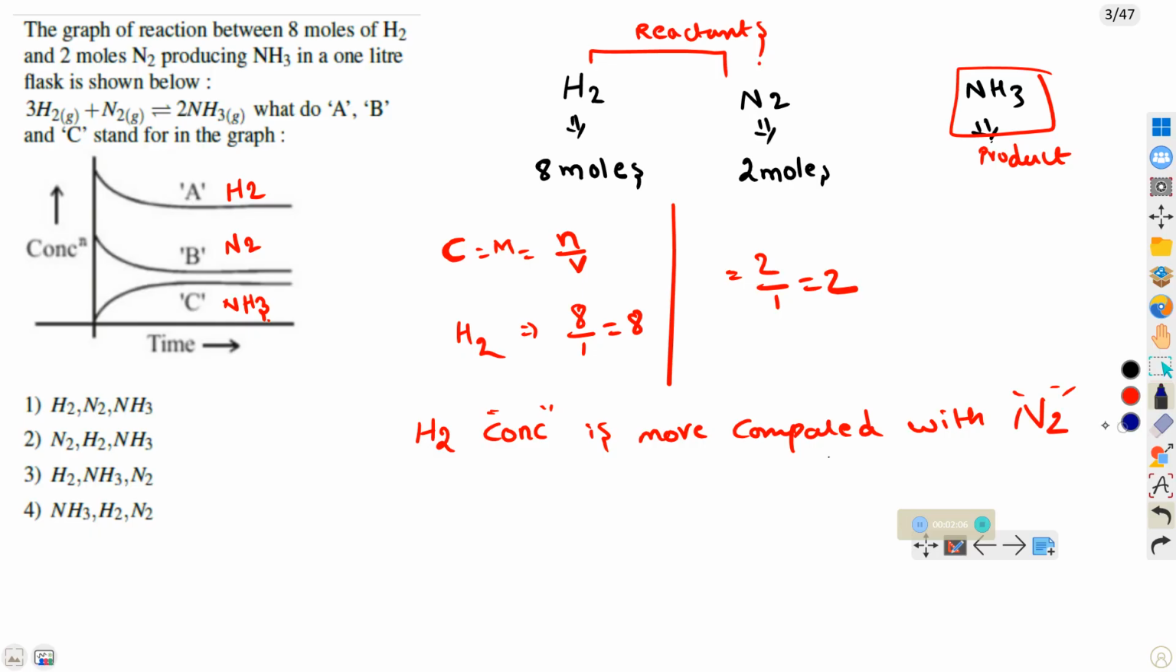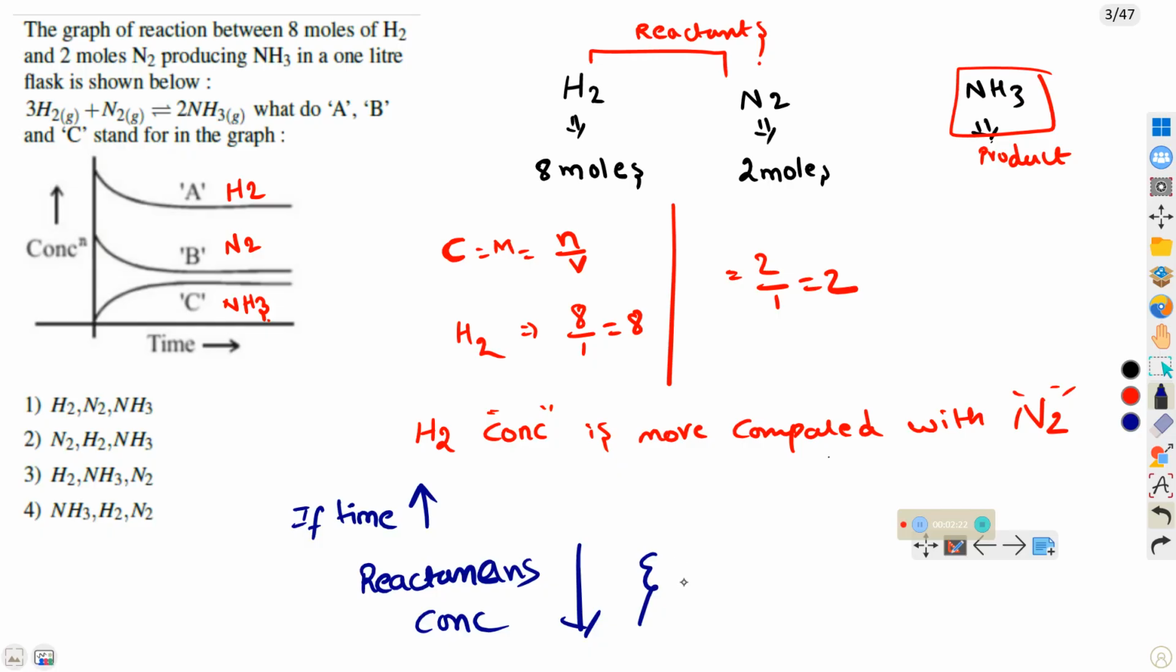We know that if time increases, reactants concentration decreases and products concentration increases. So based on that, the first option is correct.